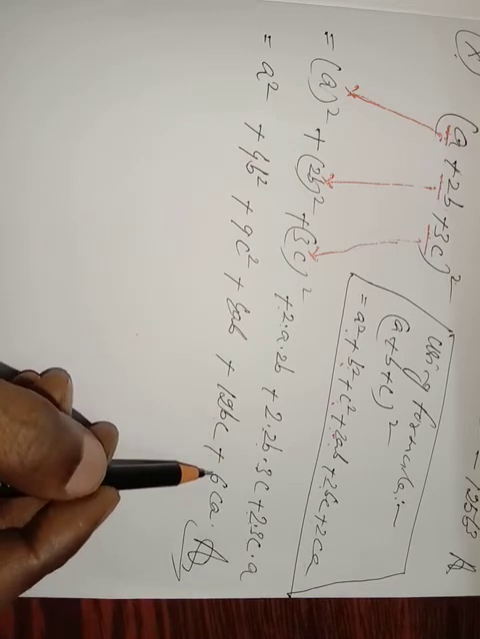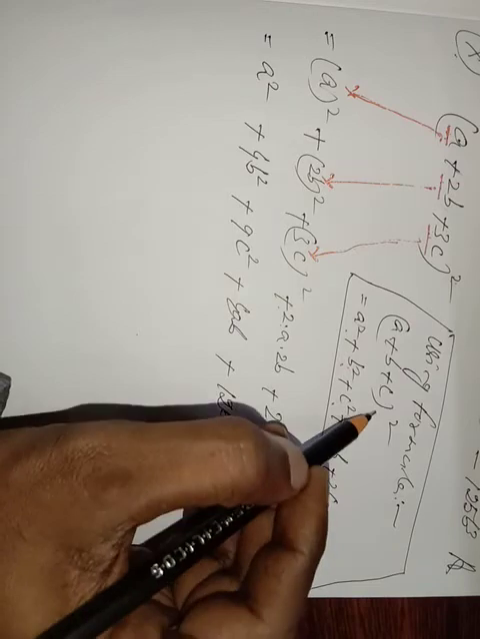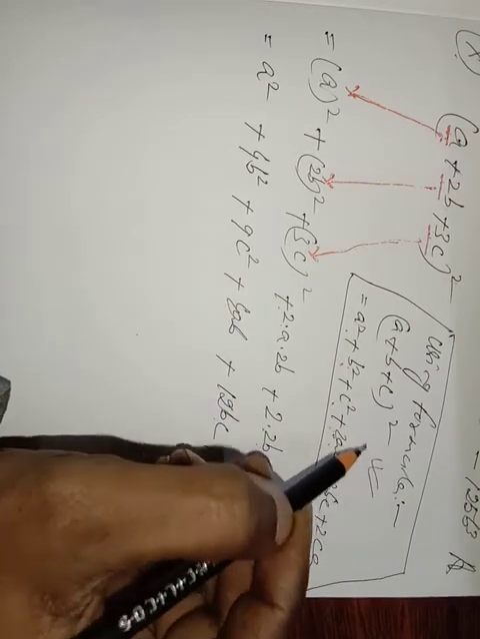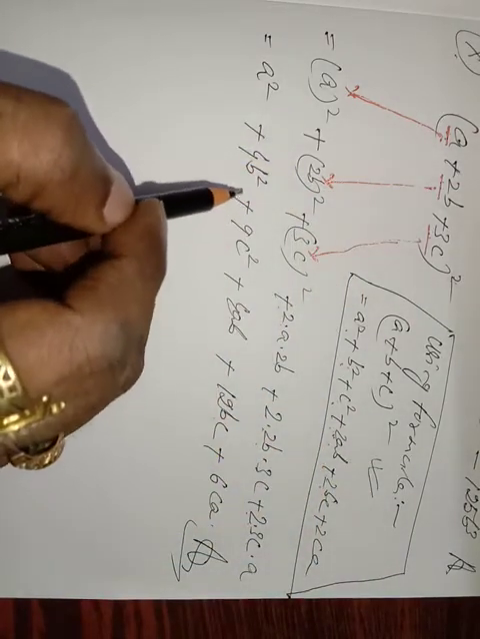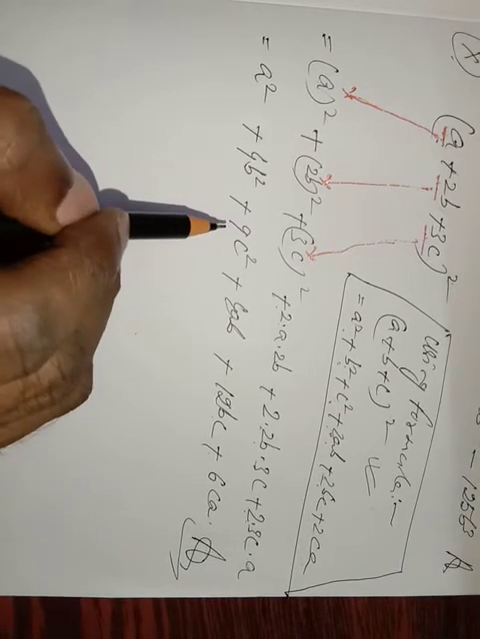So what is the formula? First of all, you have to memorize the formula for (a plus b plus c) whole square, then it will be easier for you to solve the sums. I hope it is clear for you. Next part we are going.